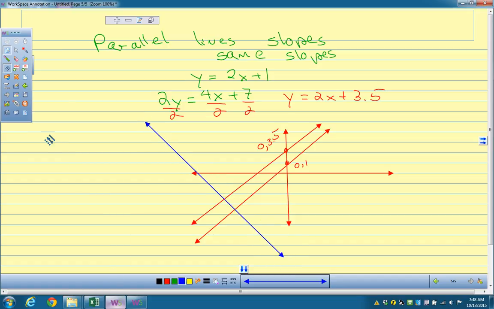Anyone know what happens if you have a line that is not parallel, but goes through at a 90-degree angle like that? What's that called? Amanda. Yeah, it's called perpendicular. Anyone know anything about the slopes of perpendicular lines?